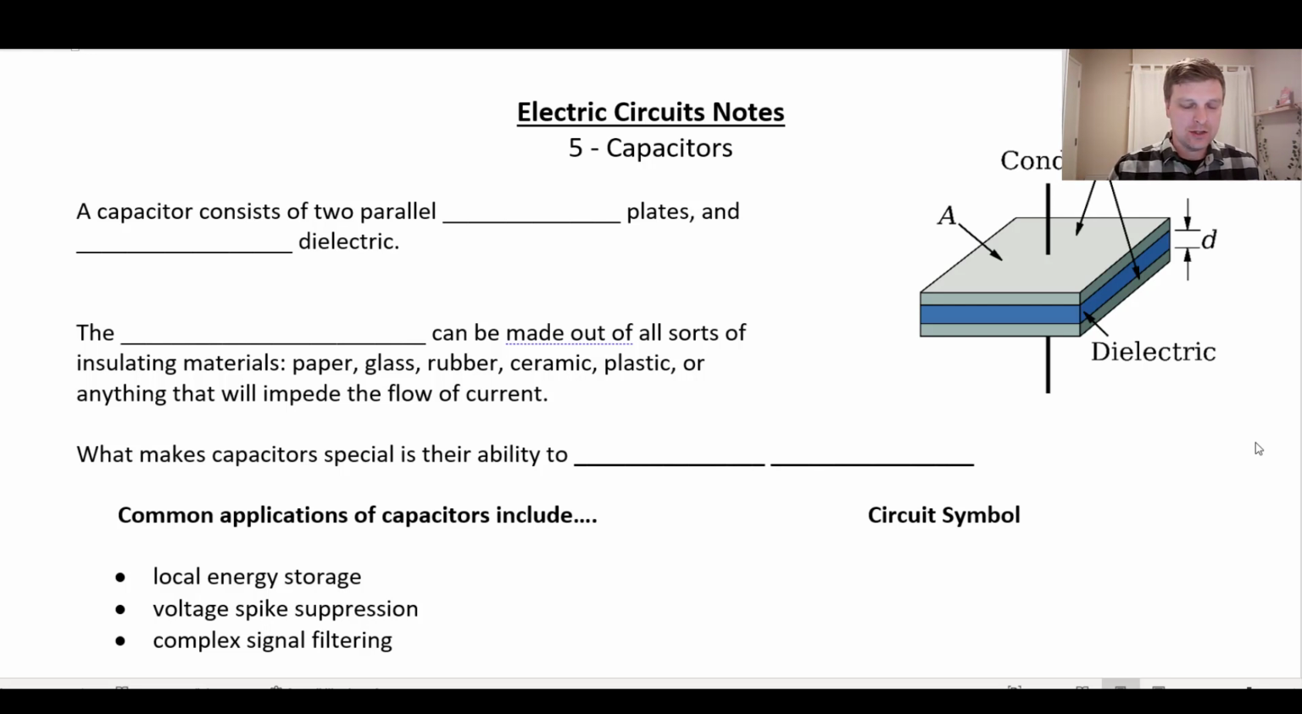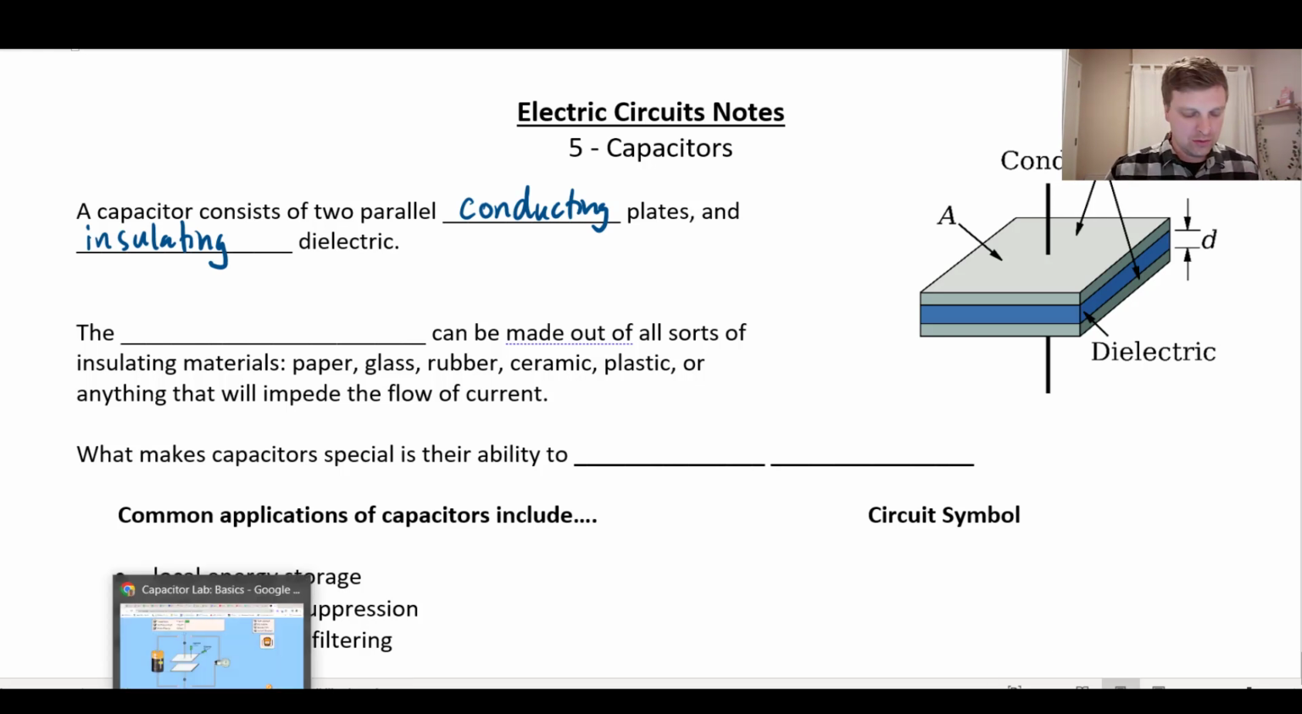A capacitor just consists of basically two parallel plates of conductors, so two parallel conducting plates that are separated by some sort of insulating dielectric. You can see here in my picture, this is what it looks like. I've got two conductor plates on top with a dielectric in between. A dielectric is just any material that's going to separate those two plates.